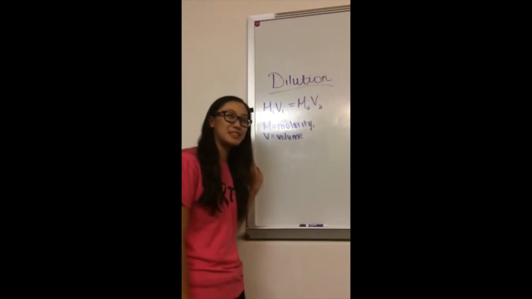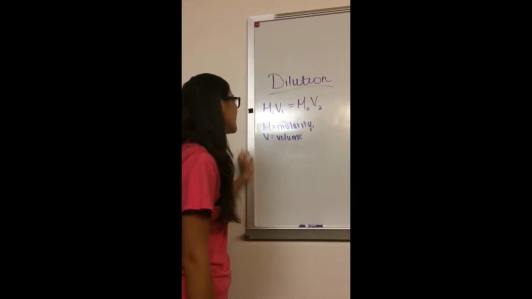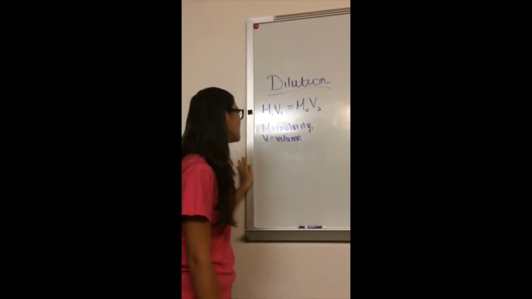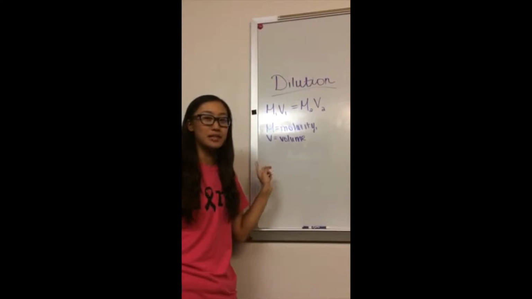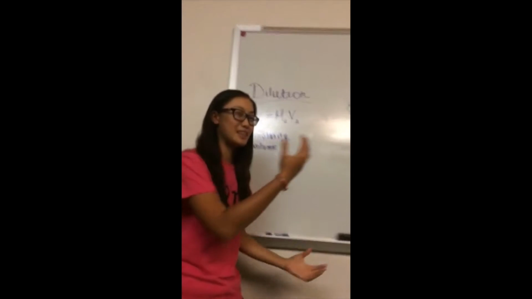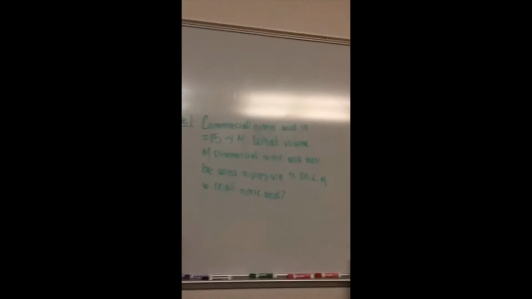Okay, let's talk about dilution. So, when you approach a dilution problem, you need this formula. M1 V1 equals M2 V2. M equals molarity and V equals volume. So now we will travel over here to talk about an example.